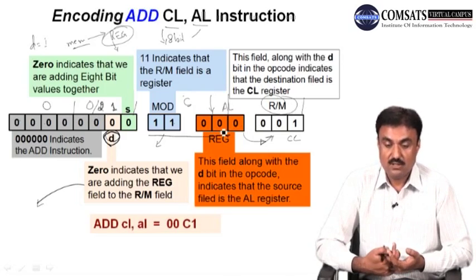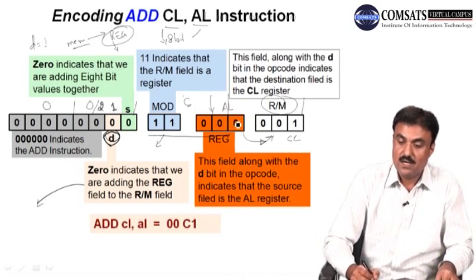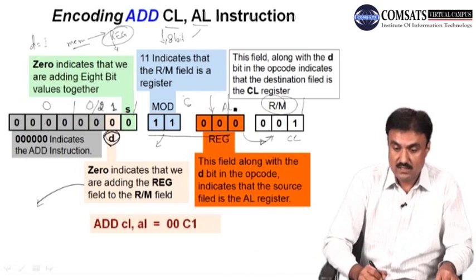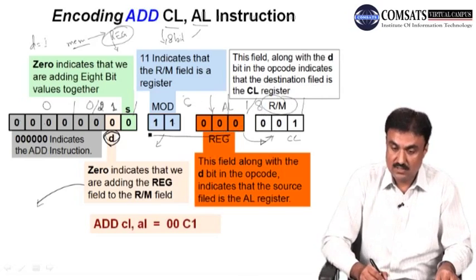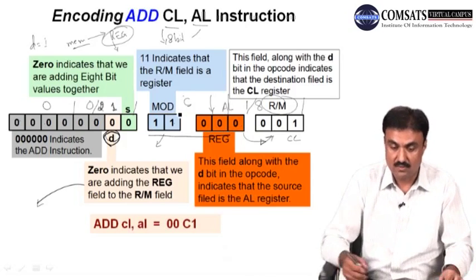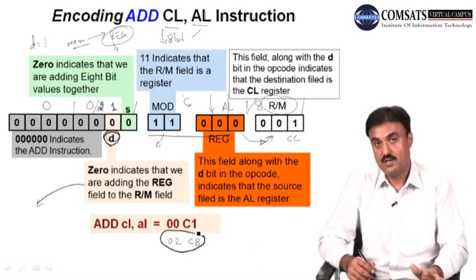So it depends. If you are using direction equal to 1, then it should be mentioned here. In the first case, it should be 1. In the second case, it should be 8. Here in the first case, it should be C. Second case, it should be C. So there are two possibilities. It can be either 00 C1 or 02 C8, if the direction bit is equal to 1.